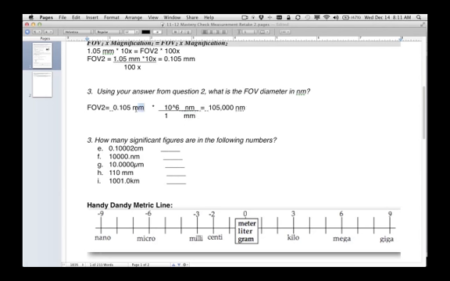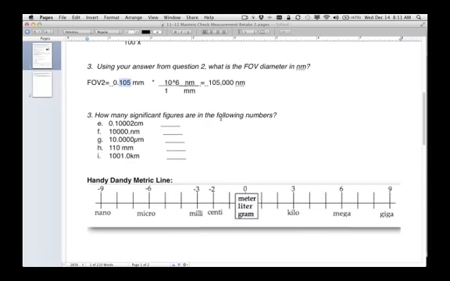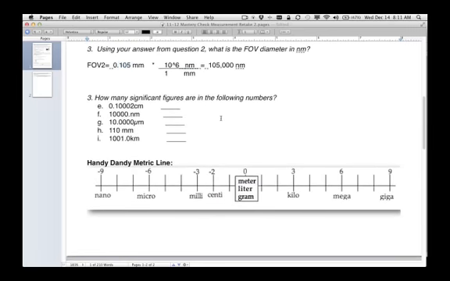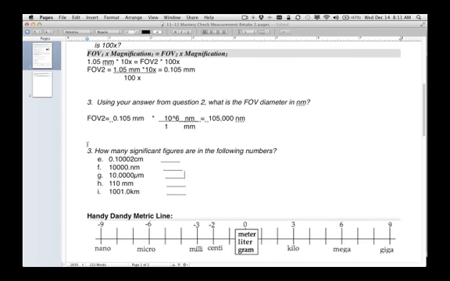Millimeters cancel. Millimeters cancel below. We're left with nanometers. So 105,000 nanometers. Check our sig figs. 3 sig figs. 1, 2, 3 sig figs. So it looks like that answer is all set as well. Okay, so 3 down, 1 sort of set to go.